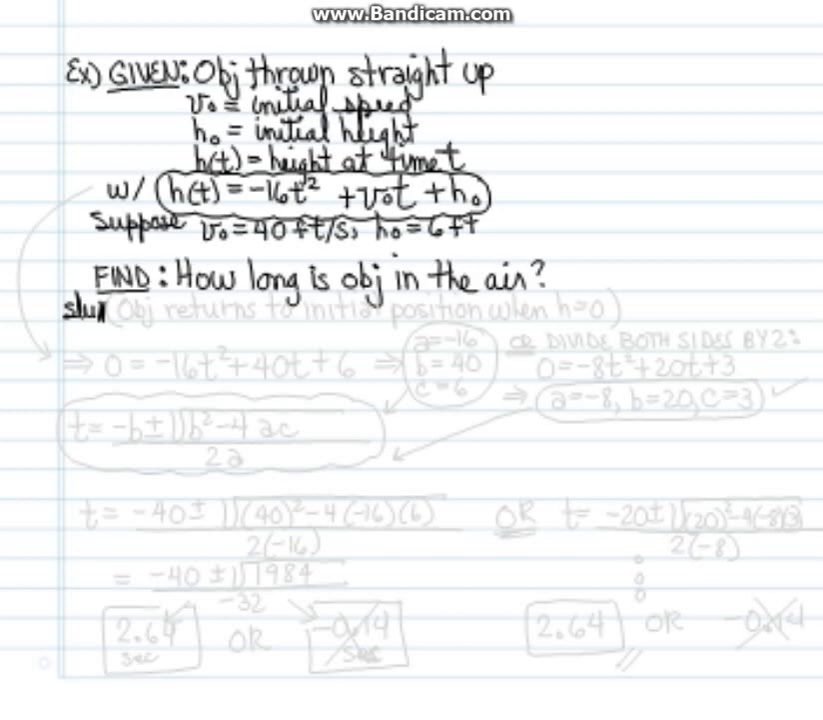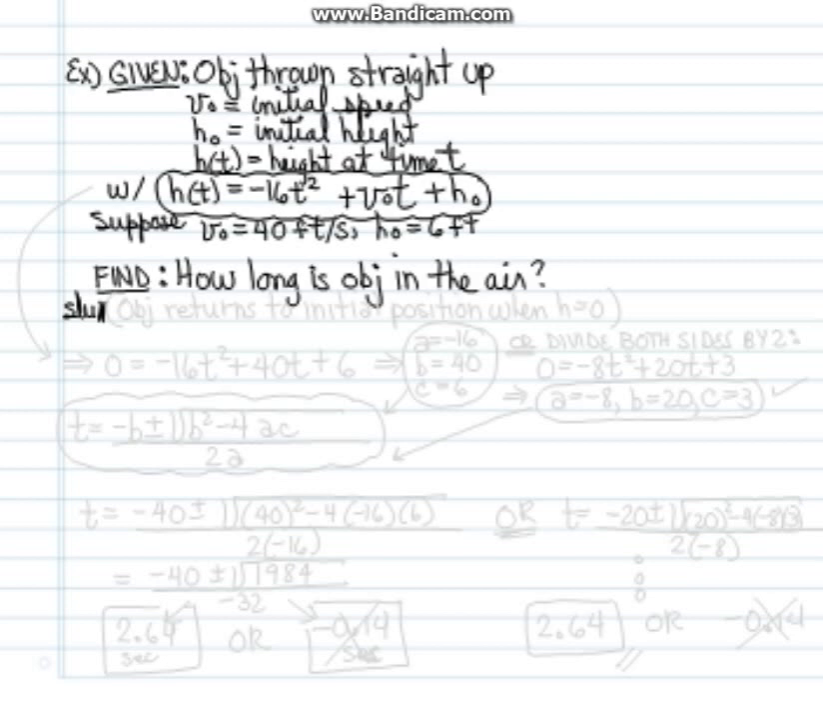So from physics, we know that the equation that describes the height of this object at time t, h of t, is equal to negative 16 times t squared plus initial velocity times t plus initial height. Now, we're also told that the initial velocity for this problem is 40 feet per second and that the initial height will be 6 feet. Then we're asked to find how long this object will be in the air. If they're asking us how long, they're asking us to find t.